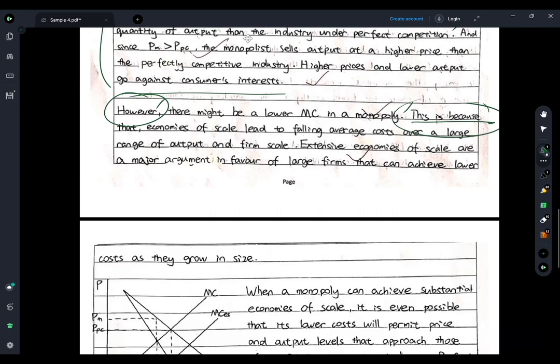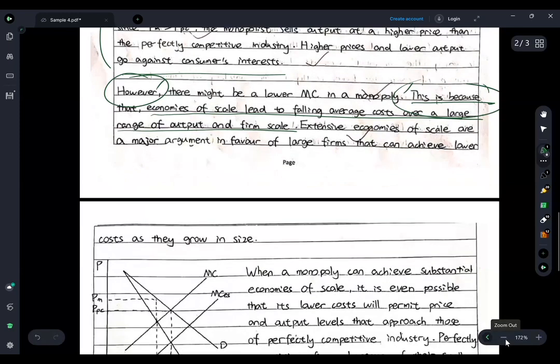"This is because economies of scale lead to a falling average cost over a large range of output." Okay, and firm scales. Perhaps this could have been explained more clearly. Something like: this is because a monopolist is going to produce a larger output than a perfectly competitive firm. And if there are substantial economies of scale within that industry, then the monopolist will be able to produce at a lower average total cost.